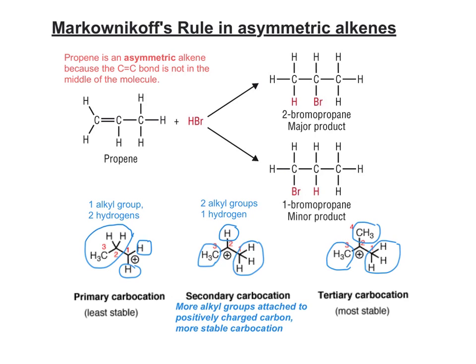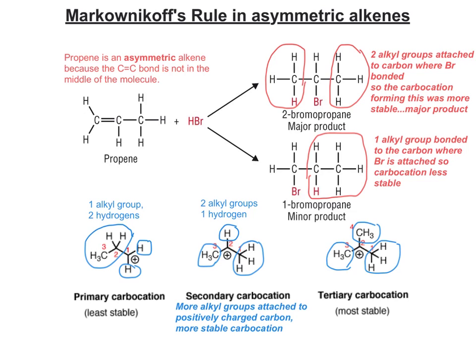So if we go to our structure at the top, I'm circling the alkyl groups, and the structure at the bottom, I'm circling the alkyl group. So therefore we can now classify and explain why one is formed as a major product and one is formed as a minor product. Okay, so like I said, this only applies to asymmetric alkenes, not symmetric ones.